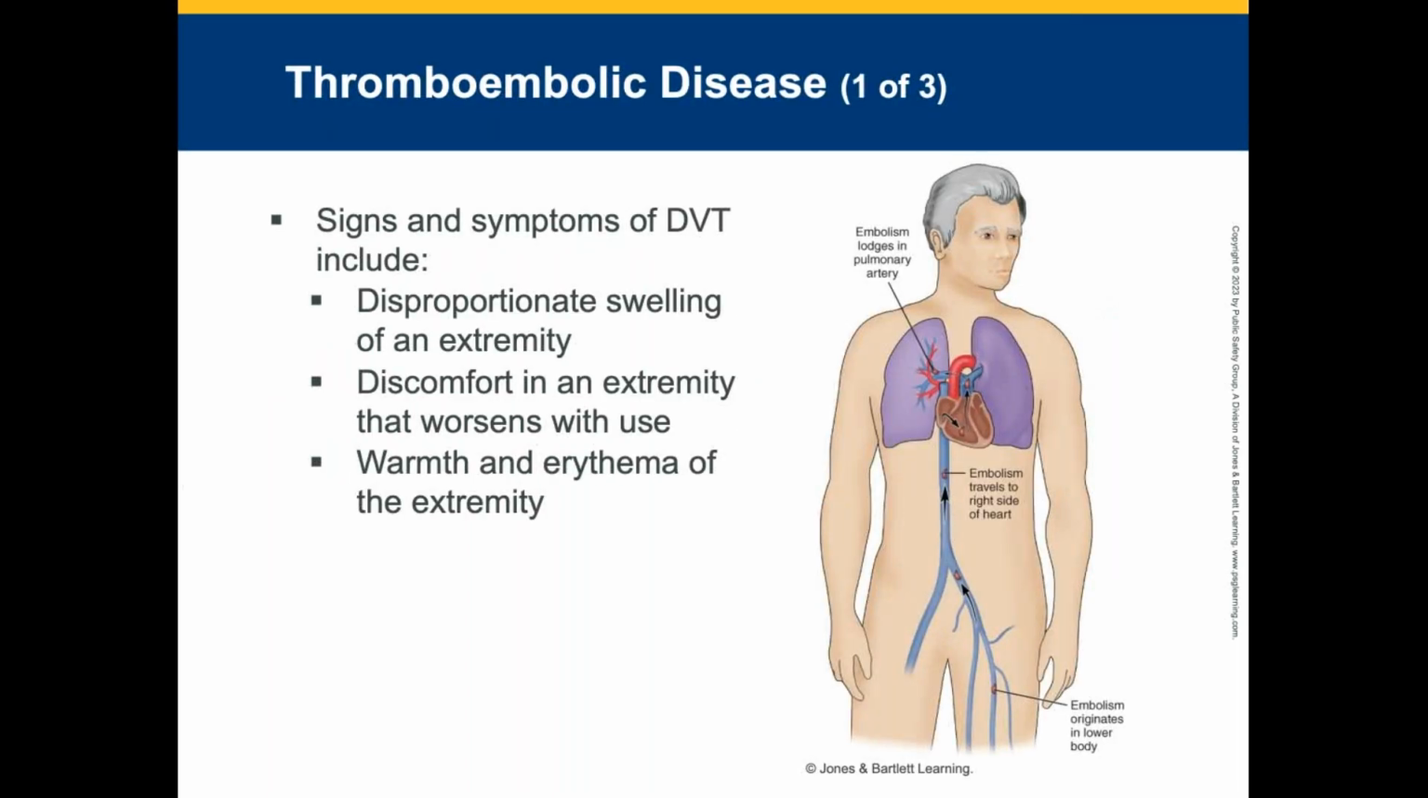So thromboembolic disease includes DVTs and pulmonary embolus. This is a significant cause of death, and signs and symptoms of a DVT would be disproportionate swelling of an extremity, discomfort in an extremity that worsens with use, and warmth of the extremity as well. When a DVT dislodges, it may become a pulmonary embolus, or can travel even as far as the brain, causing a stroke. As you can see here, there's an embolus down here. As it travels up, it can lodge into the pulmonary artery, causing a pulmonary embolus.